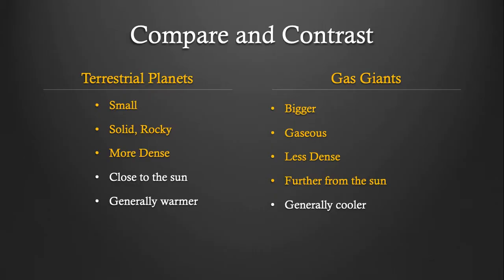So for the terrestrial planets, you need to know that they're small, rocky, solid, and more dense. They're closer to the sun and generally warmer than the gas giants, which are bigger, gaseous, less dense, and further from the sun, generally cooler than the terrestrial planets.